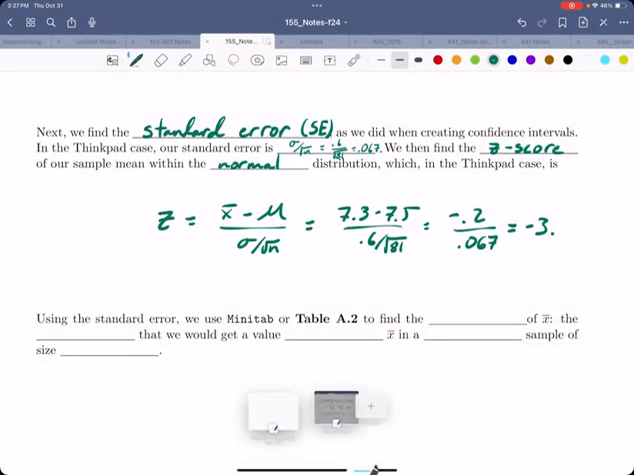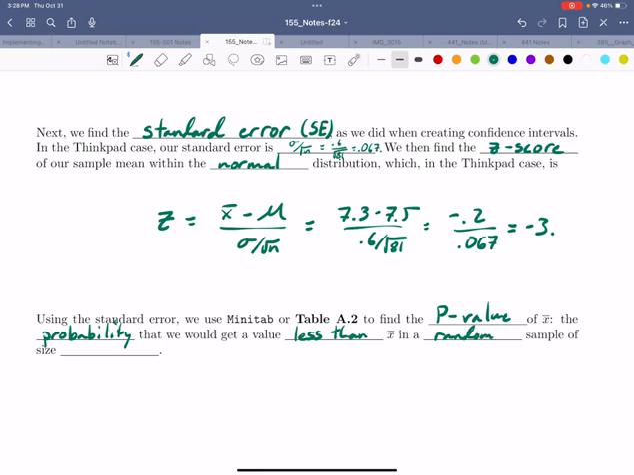So anyway, using the standard error, we use Minitab or Table A2 to find the p-value of x bar, which is the probability that we would get a value less than x bar in a random sample of size 81.